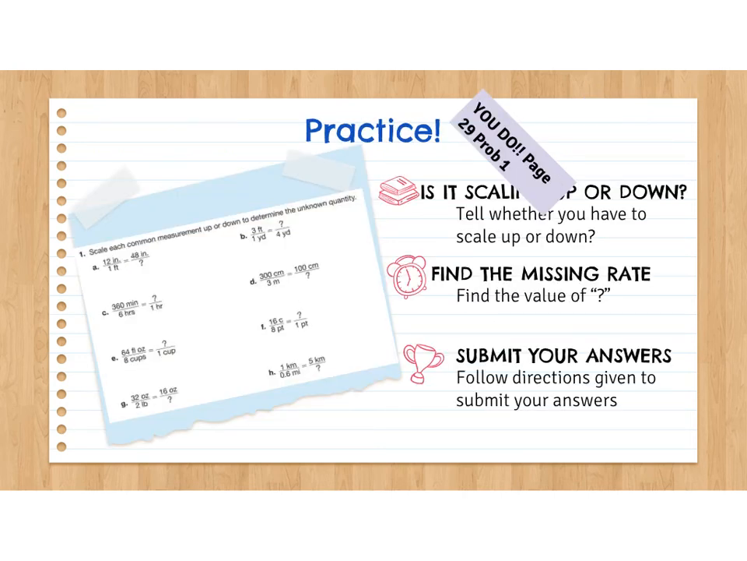Here's another page that you'll do in your textbook. It's page number 29, problem number 1. And make sure you state whether you were scaling up or down, between or within the ratios, and solve the problem.